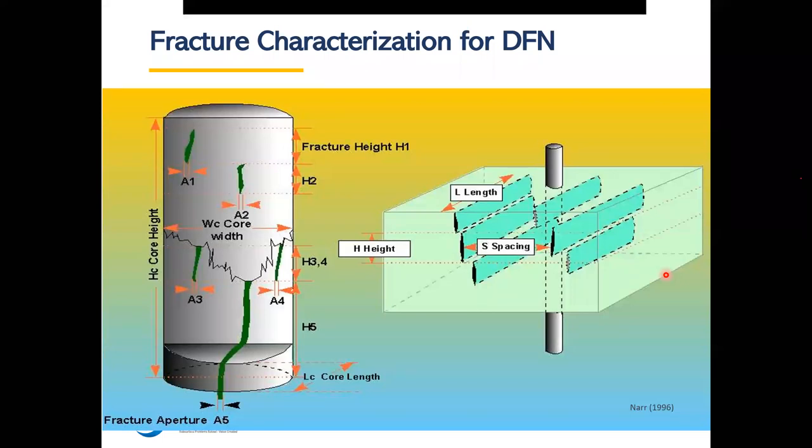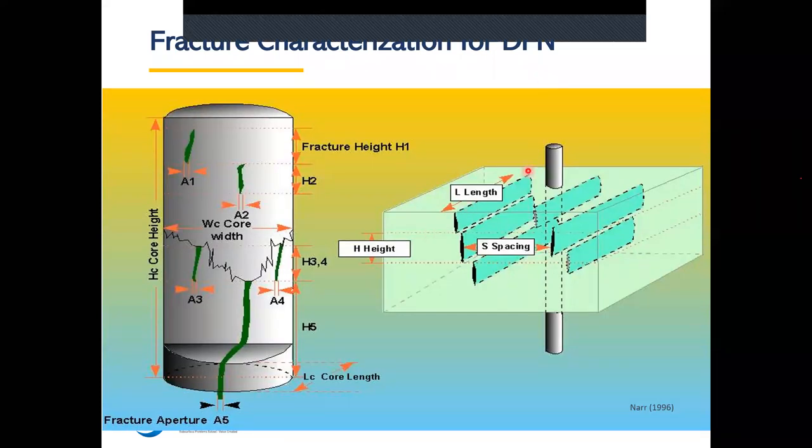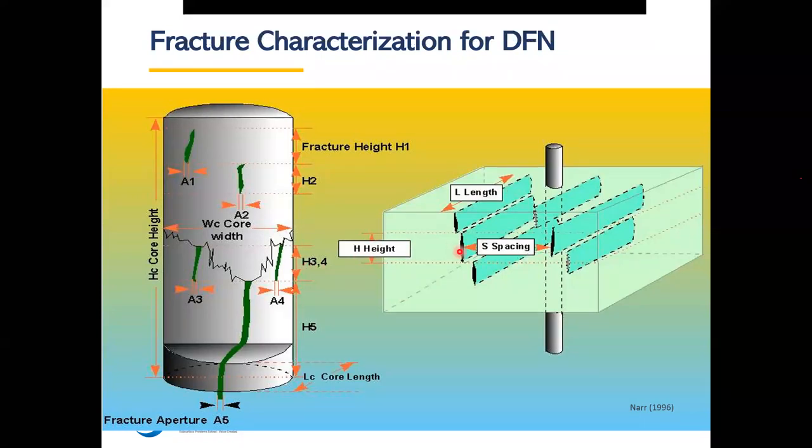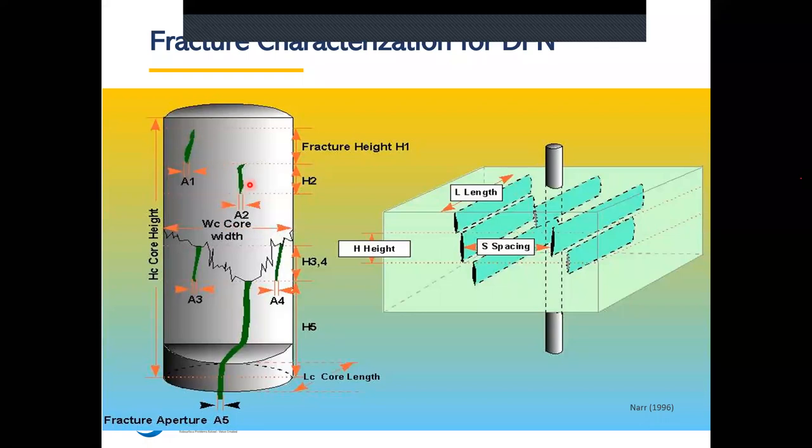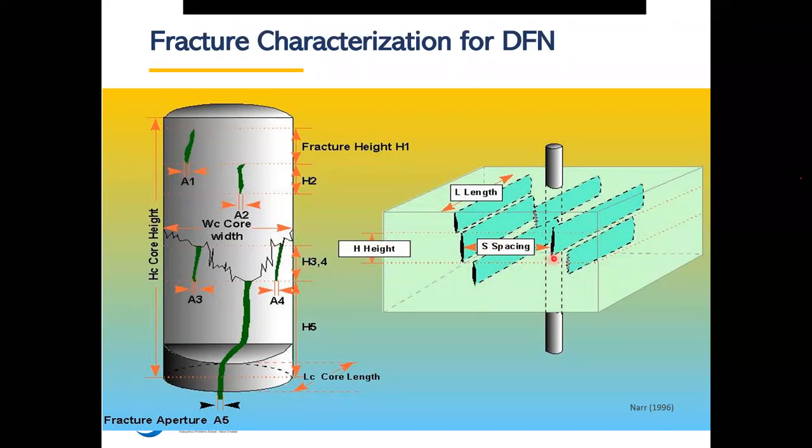This is a figure from Narr in 1996, only to show you what those fracture parameters look like. So we have the fracture length that indicates the length of the fracture in space, the height shown by this, and then the spacing is the distance between the fractures in one horizontal line. We also have the aperture shown by A here, A1, A2, A3. And those are the information that we need to get from our data.